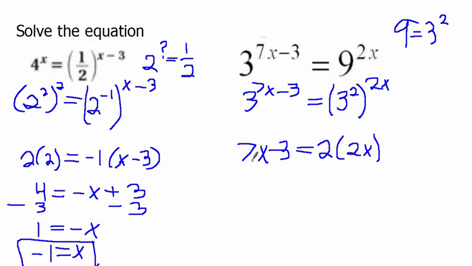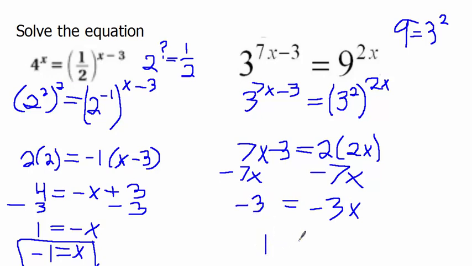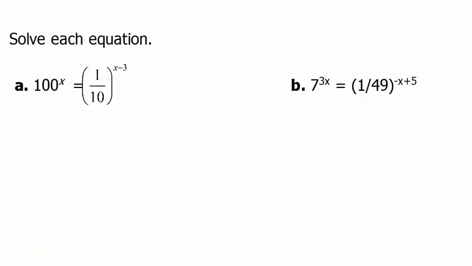Since I have the 7 over here, I'm going to move the 7x. Yeah, we'll deal with the negative signs. 2 times 2 is 4, minus 7 is negative 3x. And over here we simplify to negative 3. Dividing by negative 3, x is 1. Couple more problems like that.